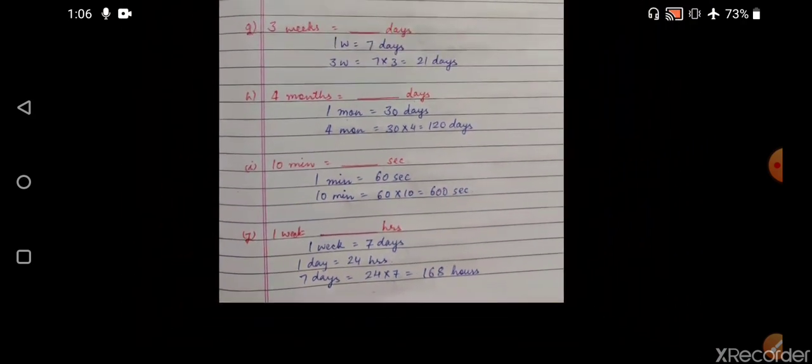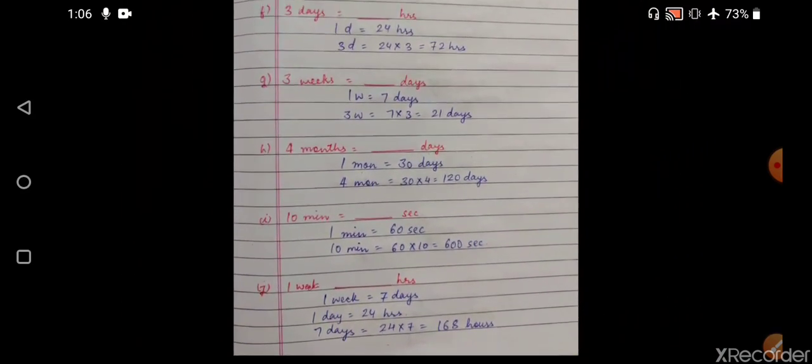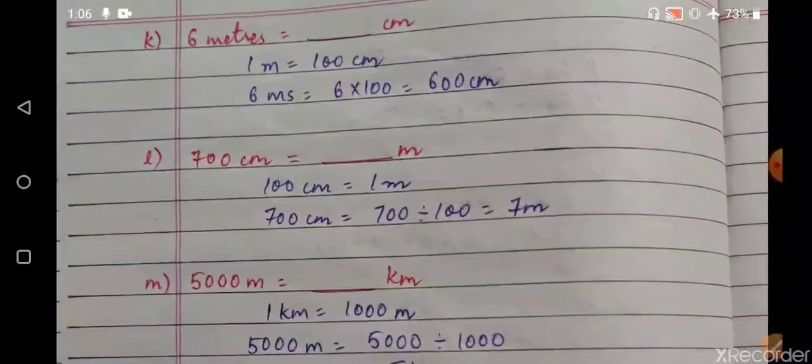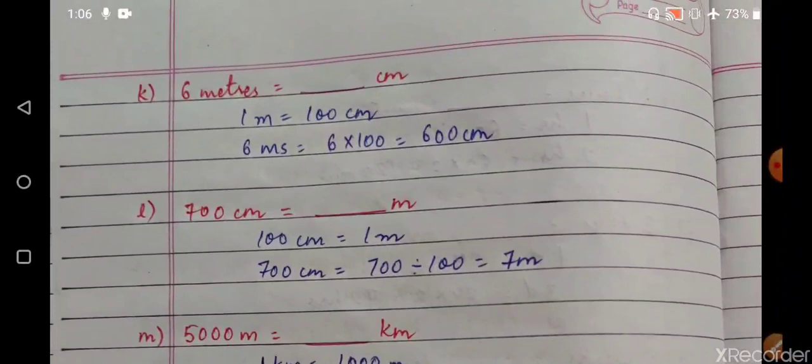Coming to the next question, 6 meters is equals to how many centimeters? So 1 meter is equals to 100 centimeter. So 6 meters will be 6 into 100, which is 600 centimeter. Next, 700 centimeter is equals to how many meter? Since 100 centimeters are there in 1 meter, so 700 centimeter will be 700 divided by 100, which is 7 meter.